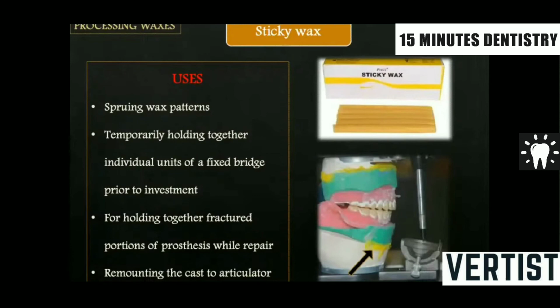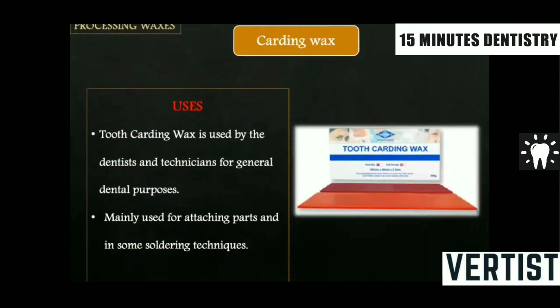Next is the sticky wax. This is used for securing the wax pattern or temporarily holding the individual units of a fixed bridge together. They can also be used for remounting the cast to the articulator.